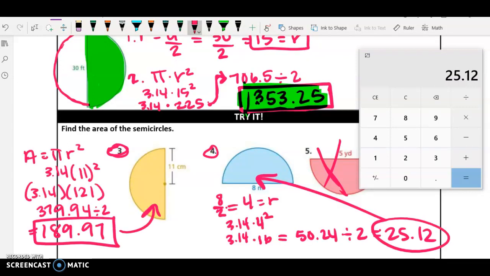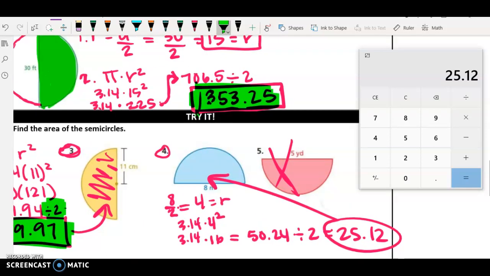Okay, number 1, we have 3.14 times our radius, which is 11 squared. So 11 times 11 is 121, times 3.14 is 379.94. And then this is half of a circle, so we want to divide it by 2. So we're going to divide by 2, and we get the answer of 189.97.